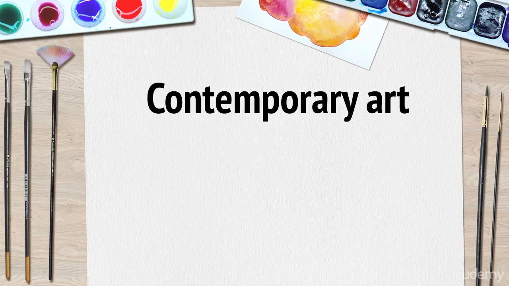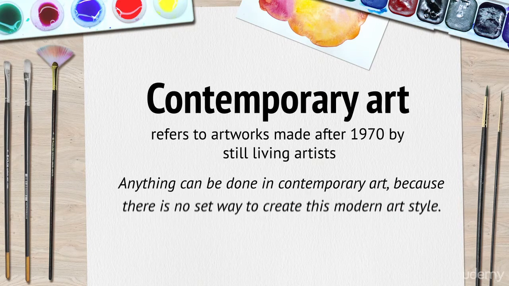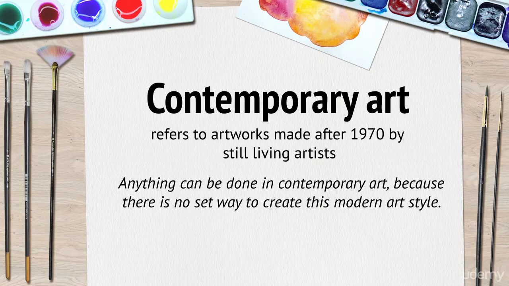Contemporary art. A bit controversial term. The easy definition is contemporary to us. It means that it has been created during our lifetimes. Usually, contemporary art refers to artworks made after 1970 by still living artists. Example: anything can be done in contemporary art because there is no set way to create this modern art style.